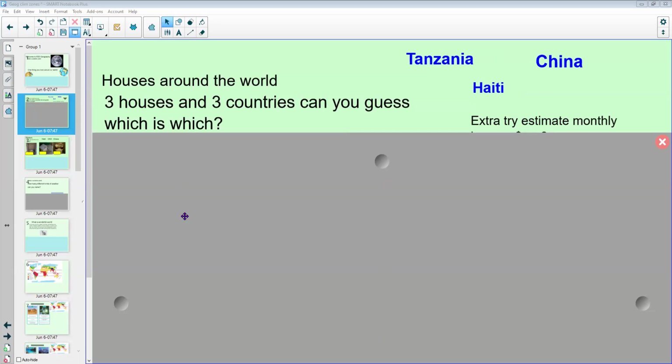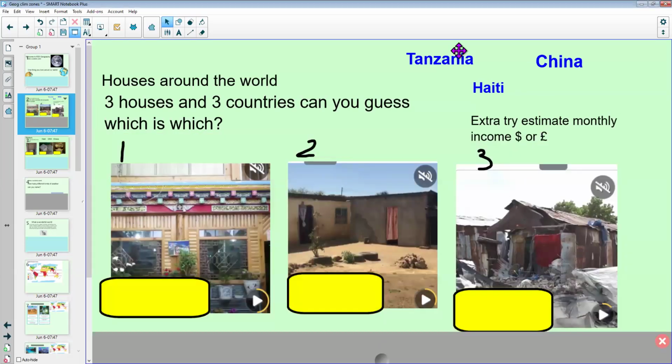So we've got house 1, house 2, and house 3, and the children have to see if they can guess it. And if they're confident or they've had a quick go of guessing, then they had a go of trying to estimate the monthly salary of somebody who would live in that house. So how much somebody would earn. Okay, so I'll show you the answers now.